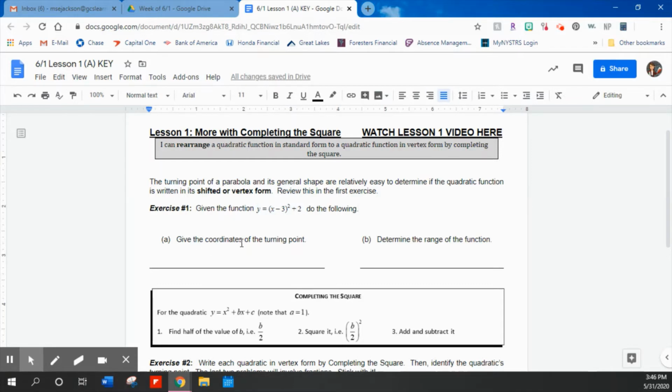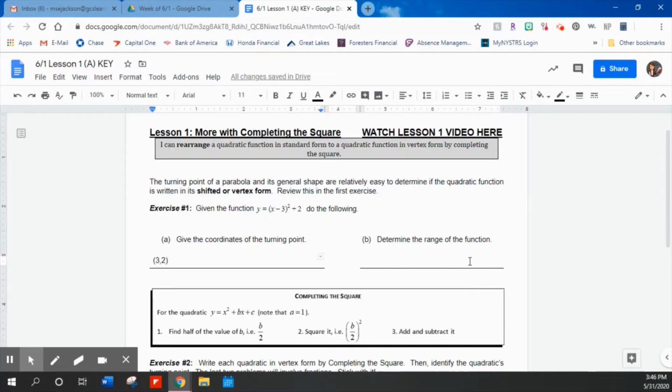Okay, so it says give the coordinates of the turning point. Turning point is another word for vertex. Remember, inside of the parentheses is what your x coordinate is, but it's the opposite of what it shows. So it says -3, so the x coordinate would be a +3. And on the outside is the y value as is. So your turning point is 3, 2.